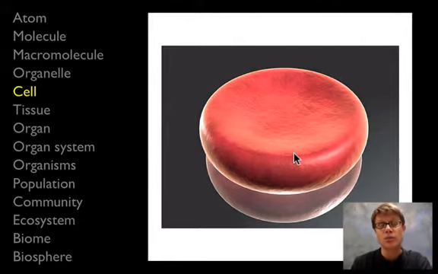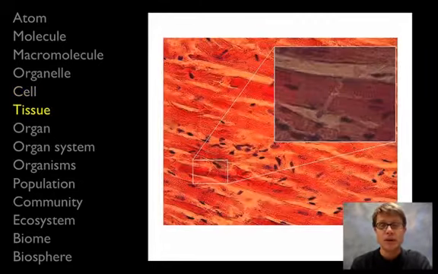And so now its emergent property is that it can move around and it can actually grab oxygen and then move that to different parts in the body. Next, we go to the level of a tissue. A tissue is made up of a bunch of cells that are working together.